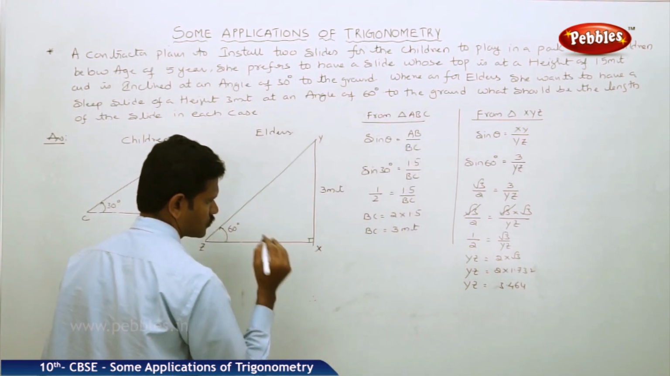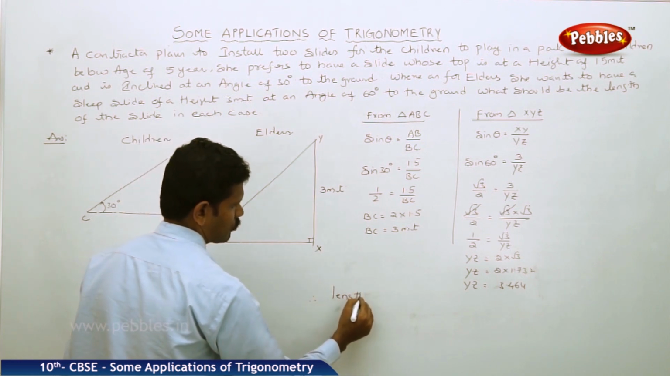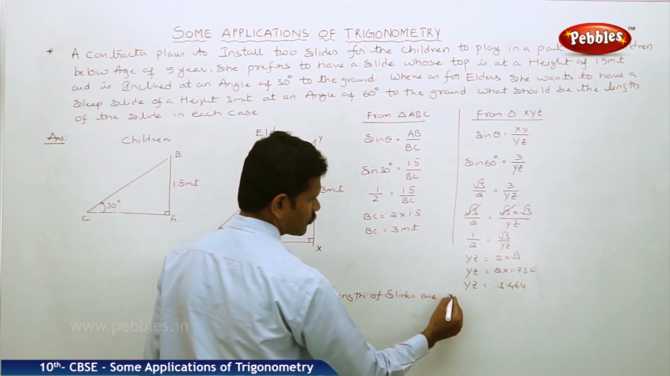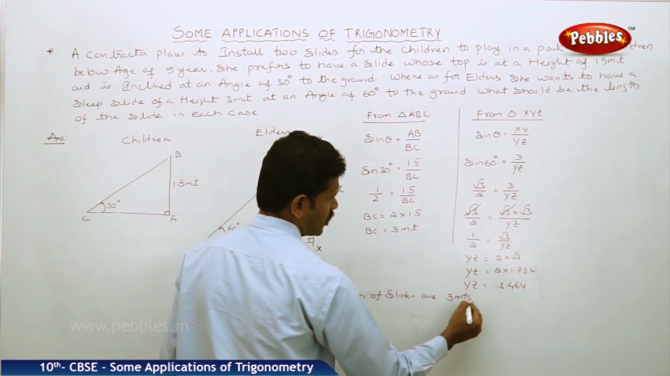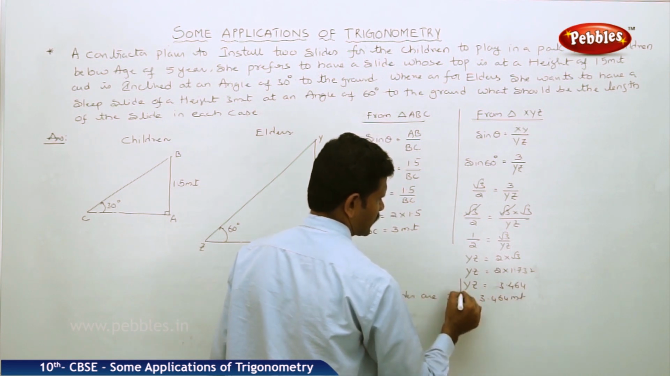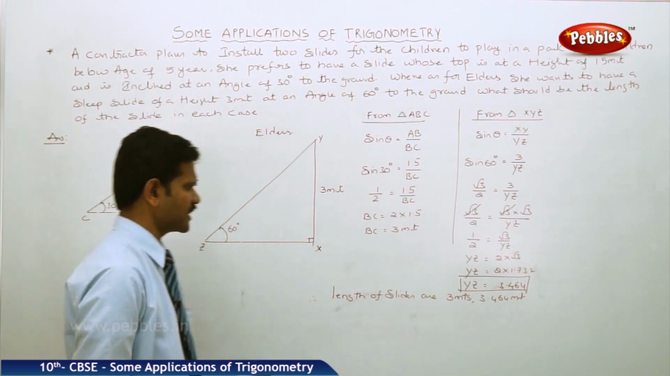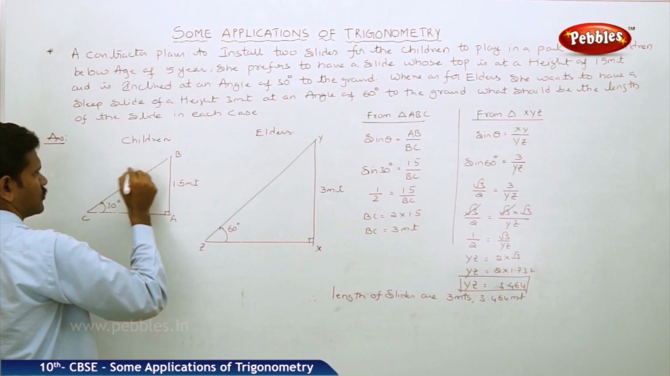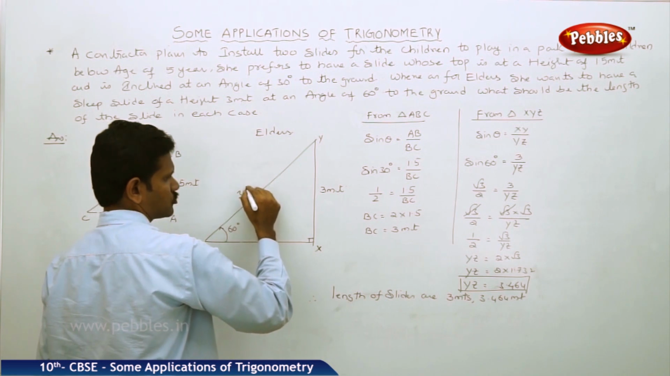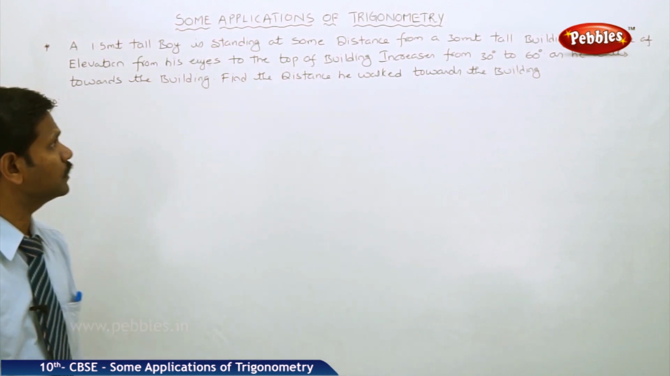Therefore, the lengths of the slides are 3 meters and 3.464 meters respectively. That means in the first case, the length of the slide is 3 meters, and in the second case the length of the slide is 3.464 meters. Let us see the next example.